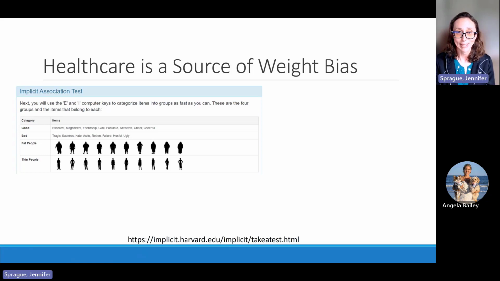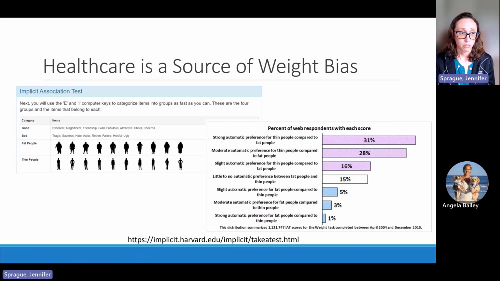But implicit bias is an unconscious preference or aversion to certain groups. Our biases can influence our words and our patient interactions. They can reduce the quality of our interactions. Patients may feel physicians are not empathetic. Implicit bias against individuals with high weight is really common in medicine.